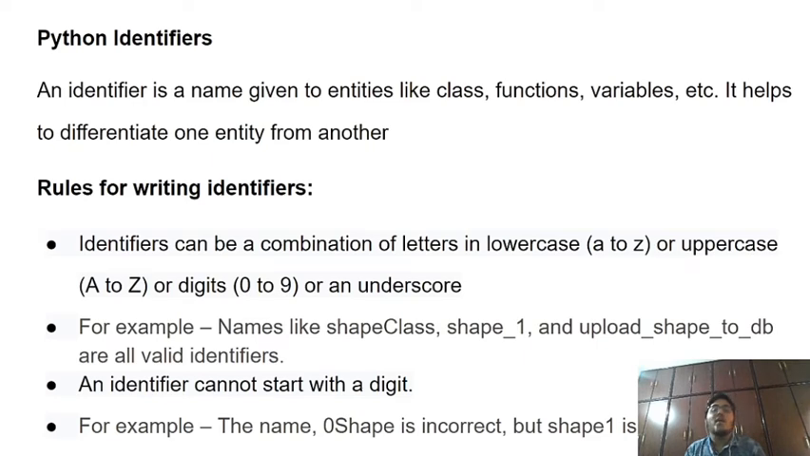Now let us talk about identifiers. What are identifiers? An identifier is a name given to entities like classes, functions, variables, etc. It helps us differentiate one entity from others. So there is a group of people, guys. Let us talk like this. There is a group of people. If I call a man, who will respond to me? There are multiple people.